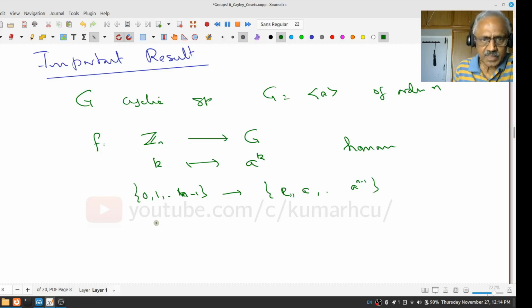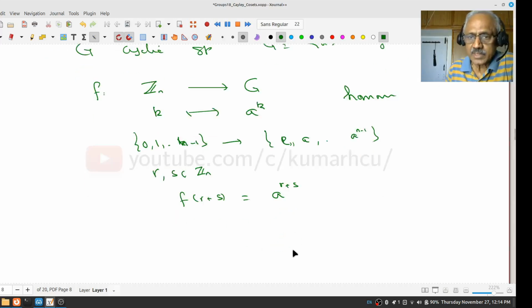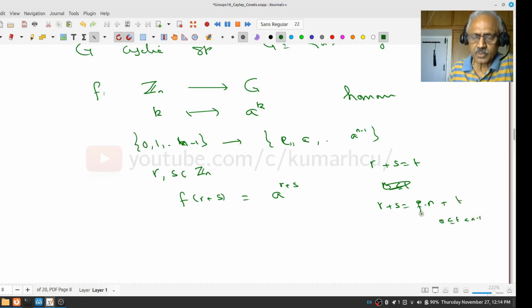That's a group homomorphism, because if you have r and s in Z mod n, where will it go? f of r plus s will go to a to the power r plus s, correct? But what is r plus s? Write r plus s equal to some q times n plus t, where t lies between 0 and n minus 1. This q has to be at most 1, because remember r is less than n, s is also less than n, so r plus s will be strictly less than 2n. Therefore my q has to be 0 or 1.